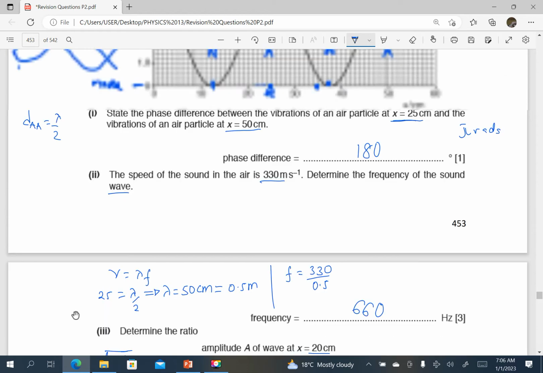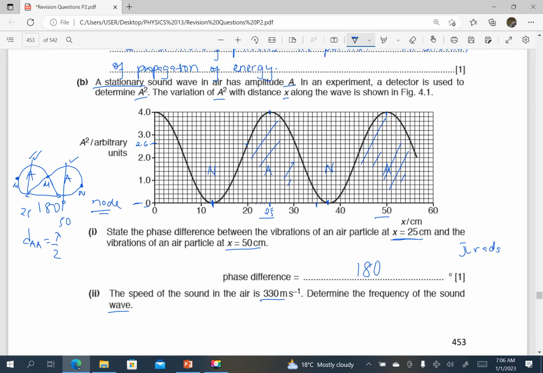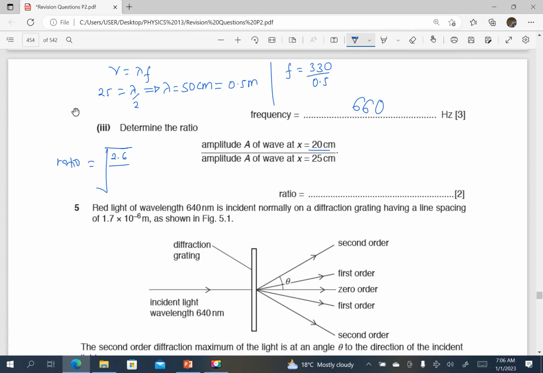the other one at 25. I think 25 is 4.0. So this is over 4.0. Remember to find the square root because the graph is of A squared, yet we want the ratio of only the amplitudes. My calculator gives me this ratio as 0.806, which is approximately 0.81, two significant figures. So that is the ratio.